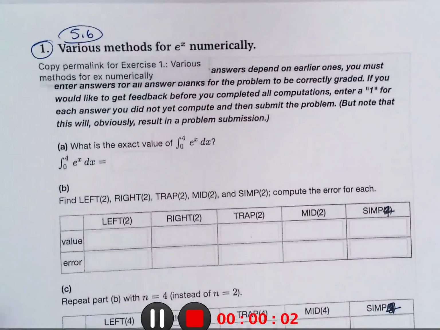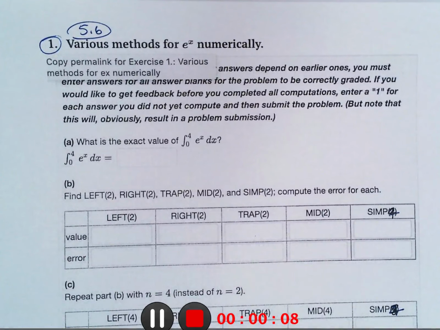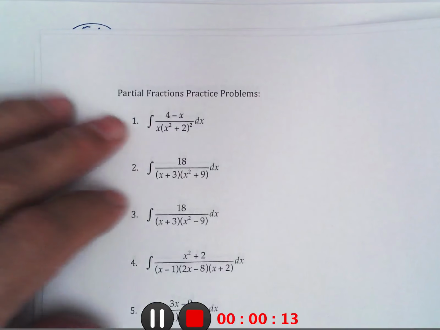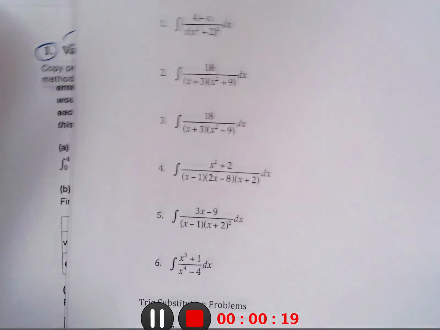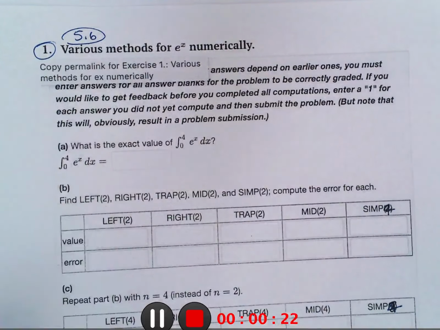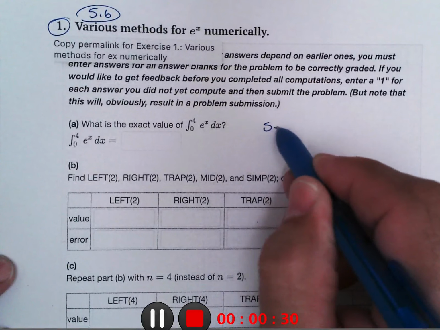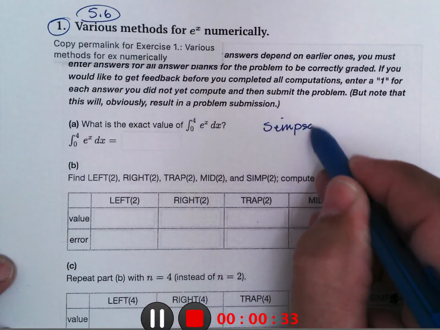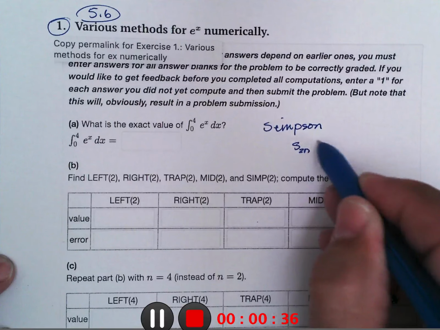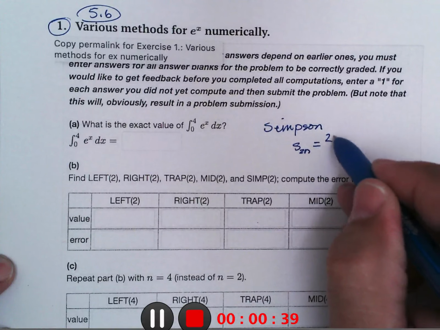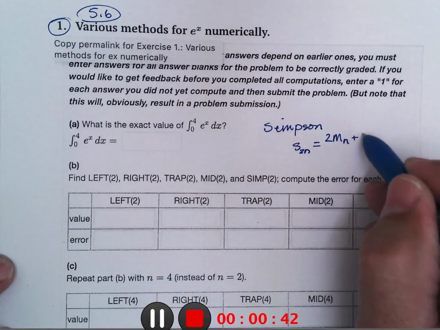Okay, we got section 5.6, problem number 1 that I asked you to do with the homework. Instead of doing the rest of those problems, I wanted you to practice the partial fractions and the trig sub. So the homework for 5.6 should be these 9 problems and this problem, number 1. It's basically about the Simpson method, which says S of 2n is 2 midpoints plus 1 trapezoidal, divided by 3.